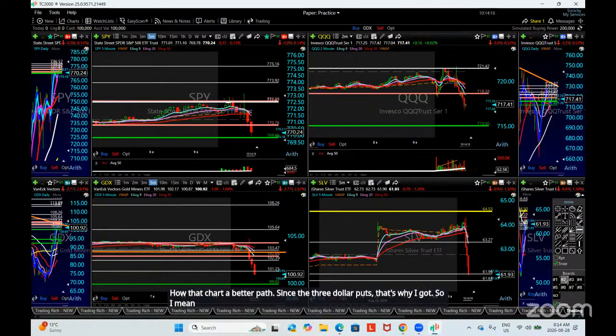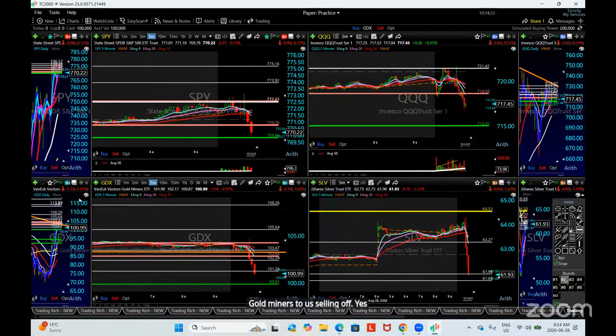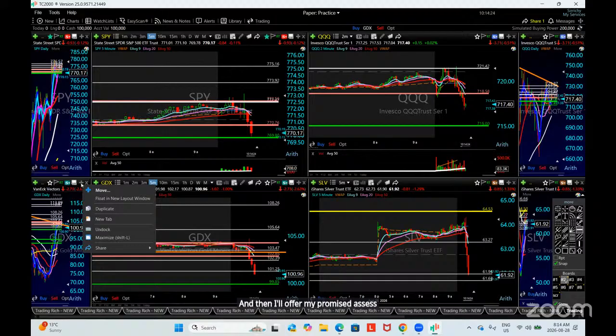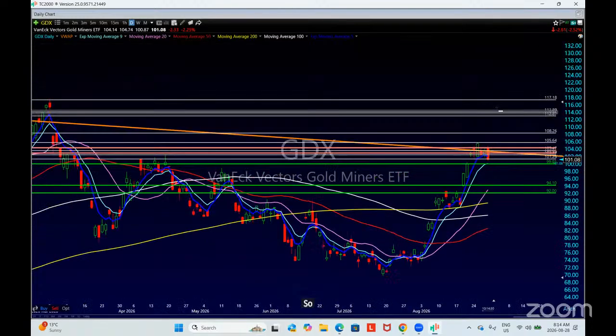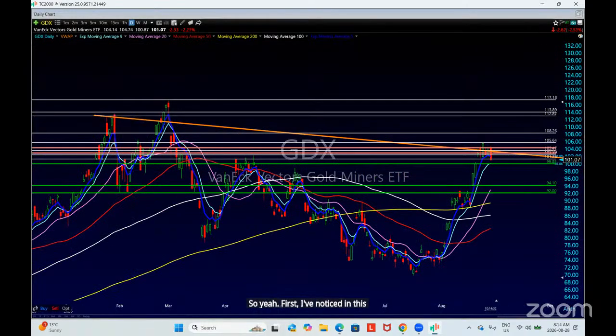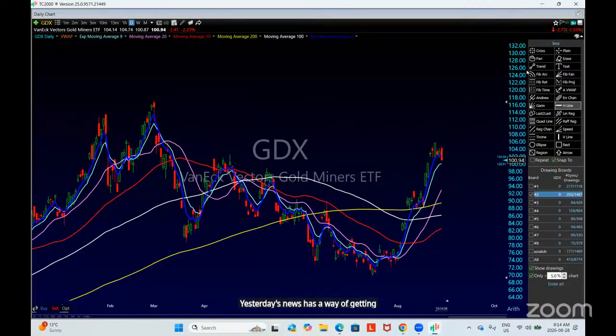Some key principles. Gold miners are selling off. Yes. And then I'll offer my promised assessment of the economy. So let's turn first to principles. So here. First, I've noticed in this line of work, yesterday's news has a way of getting mistaken for what's happening right now. Challenge is to know the difference.